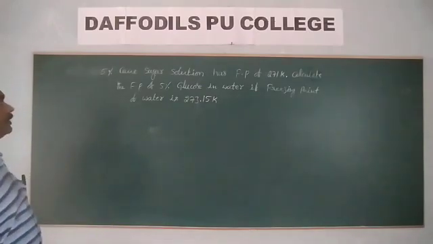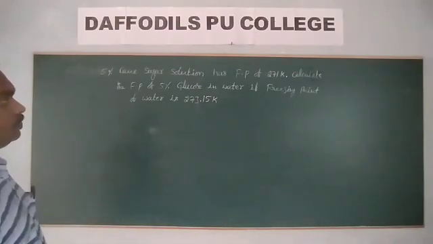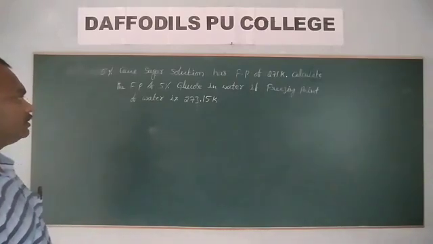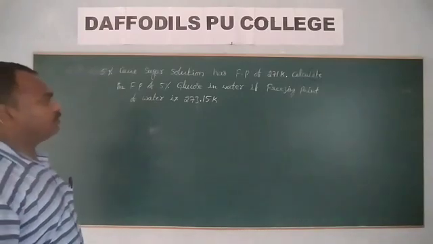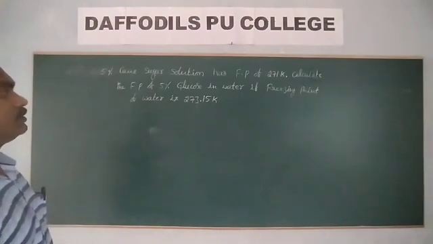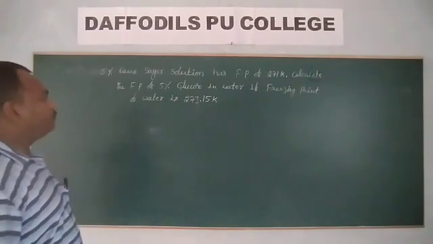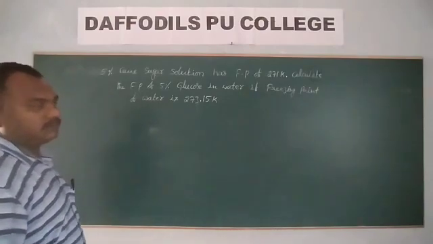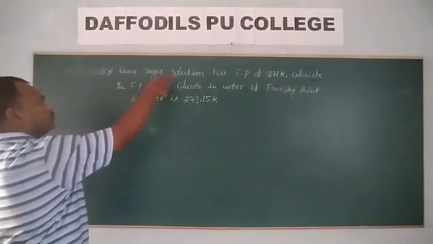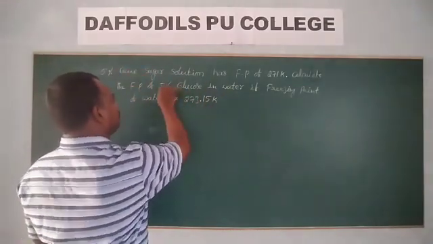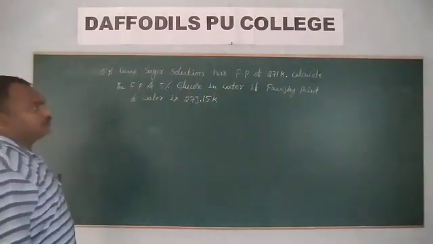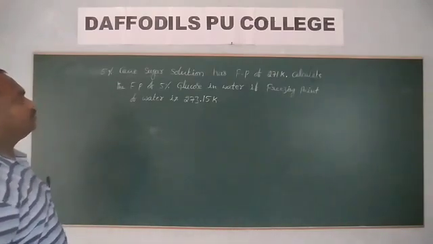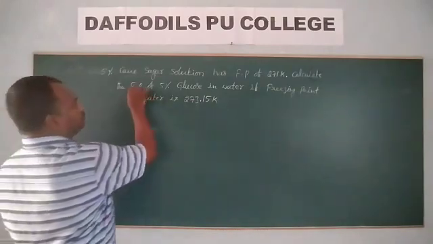Now this question: a 5% cane sugar solution has a freezing point of 271 kelvins. Calculate the freezing point of 5% glucose in water, if the freezing point of water is 273.15 kelvins. So here two different solutions are given. One is cane sugar solution, another one is glucose solution. Now they are asking the freezing point of glucose solution.